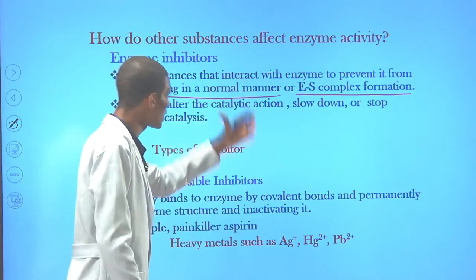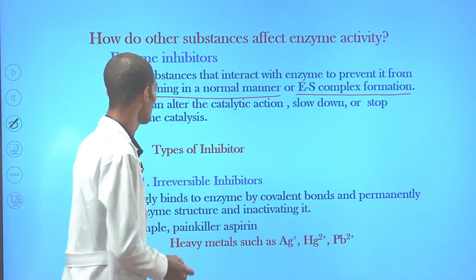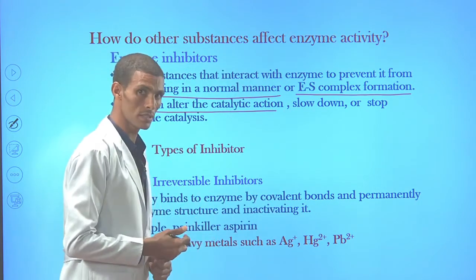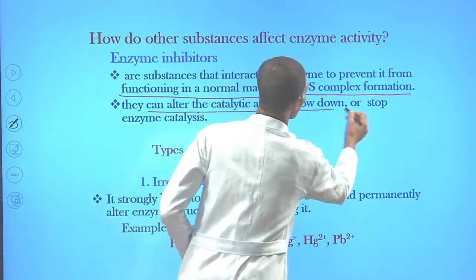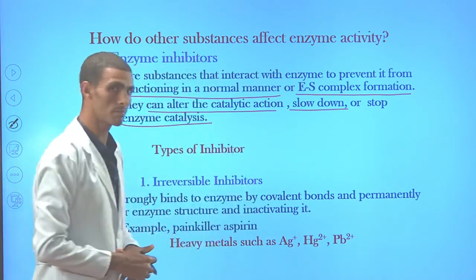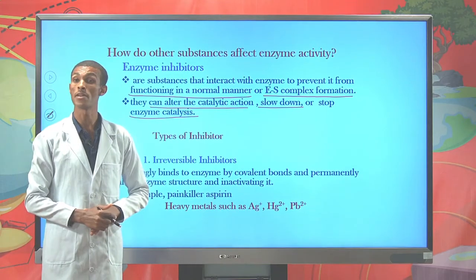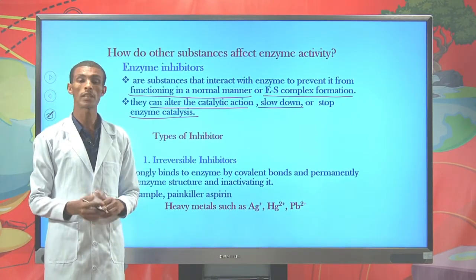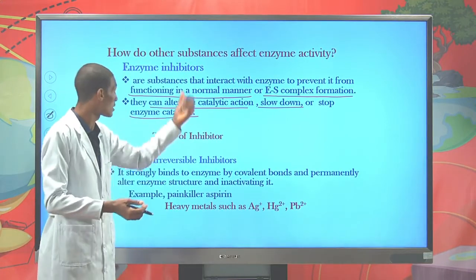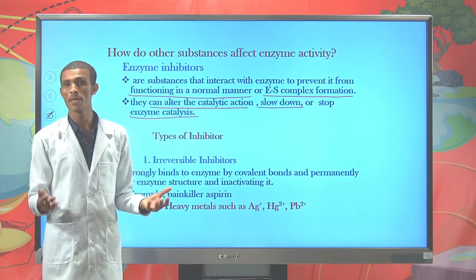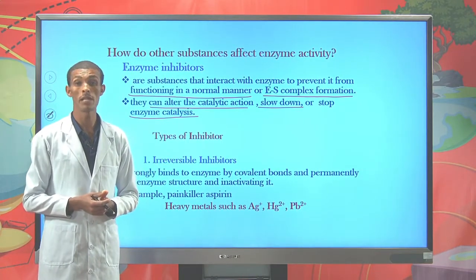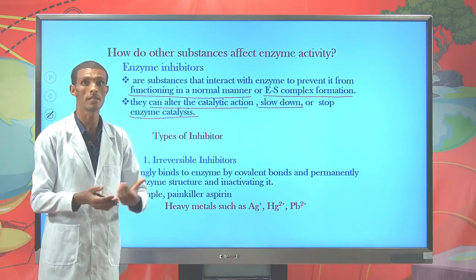Not only preventing the enzyme substrate complex from being formed, they can totally alter an enzyme's catalytic activity. They can slow the rate or totally stop an enzyme catalyst system. These are said to be inhibitors. So, the rate of enzyme activity can be inhibited by different factors, including inhibitors. Inhibitors can be classified into two main types. These are reversible inhibitors and irreversible inhibitors.